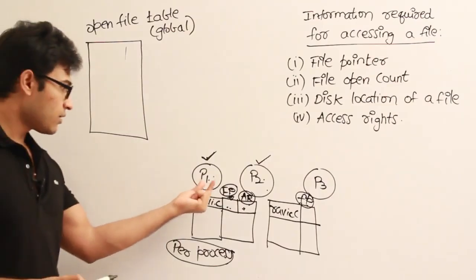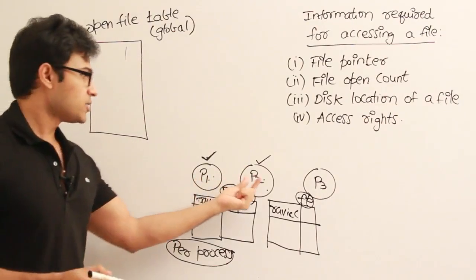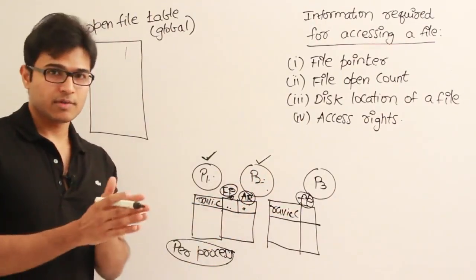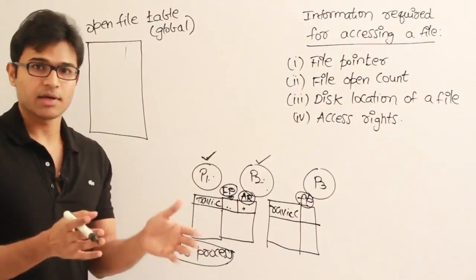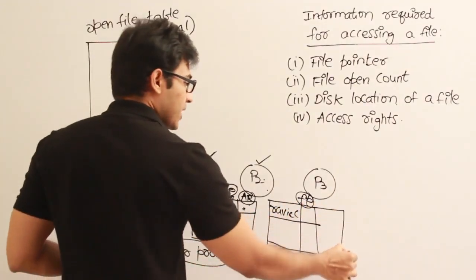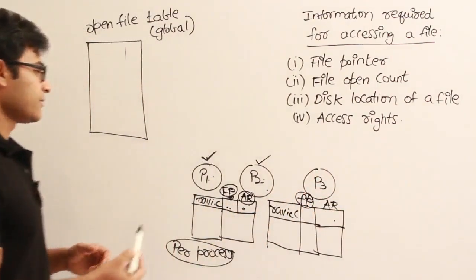This depends on which part of the file this one is reading at present, and which part of the file this one is reading at present. Both of them cannot use the same pointer because both of them are not going to read at the same time synchronously, right? And along with that, both processes might have different access rights, right? This information will be provided here.